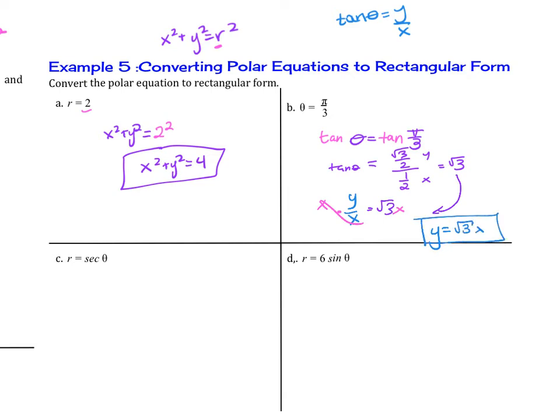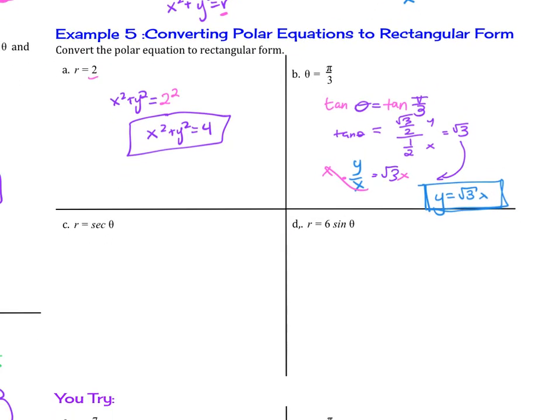Okay, so there's a couple different ways that we're solving these problems. Let's look at r equals secant of theta. So secant of theta, we remember, is 1 over cosine of theta. So I'm going to replace that here. So we have r equals 1 over cosine of theta. And so what we're going to do is multiply both sides by cosine of theta. So now we have r cosine of theta equals 1. And then remember, what does r cosine of theta equal? R cosine of theta equals x. So the answer is x equals 1, and there is our equation.